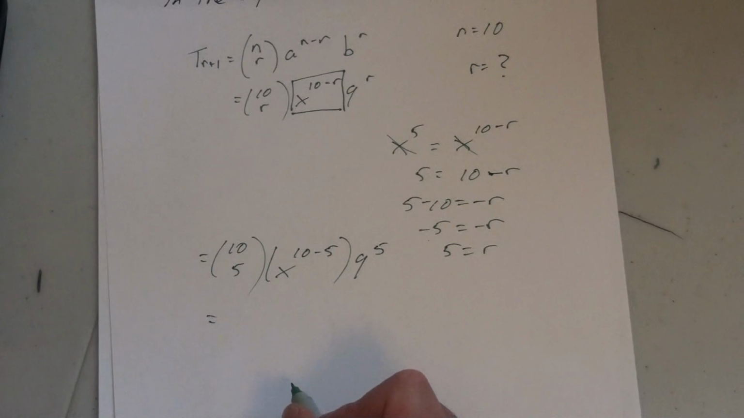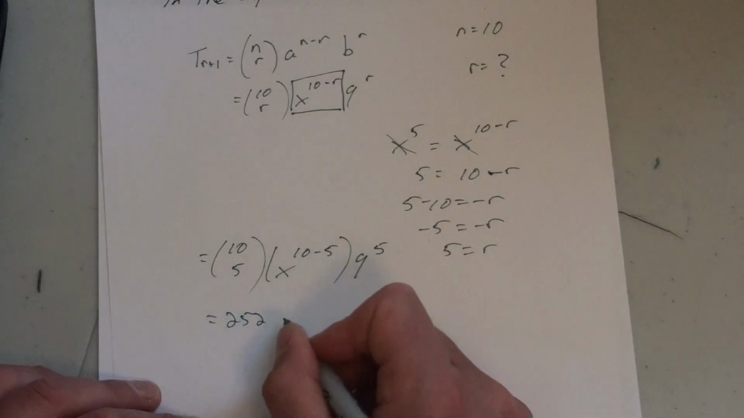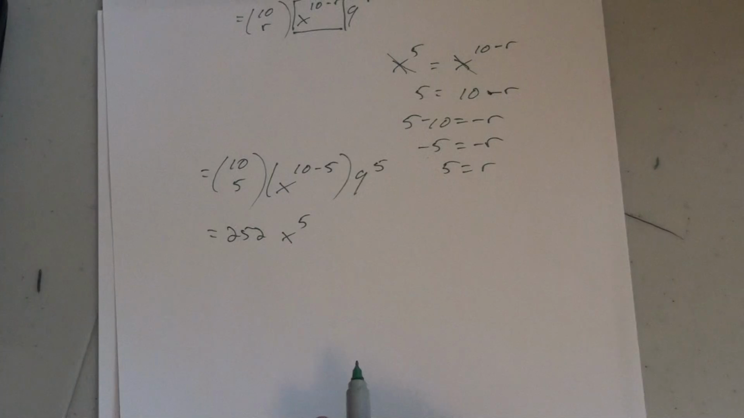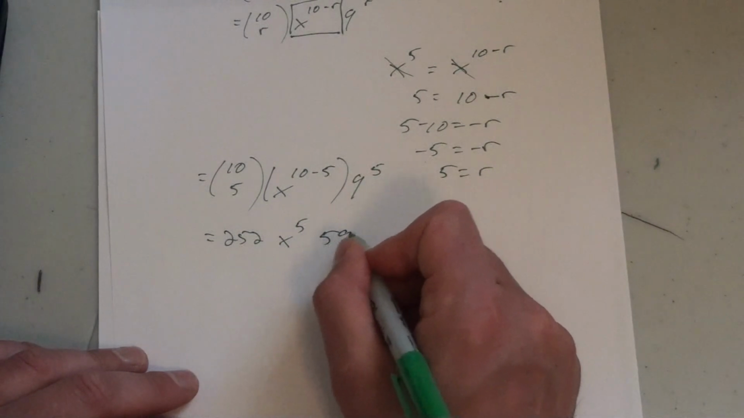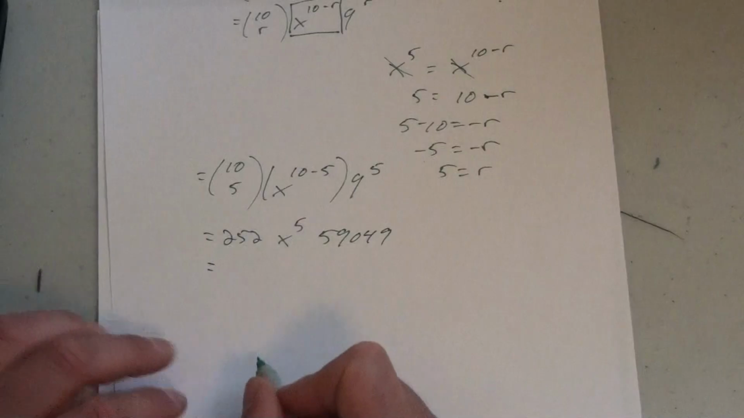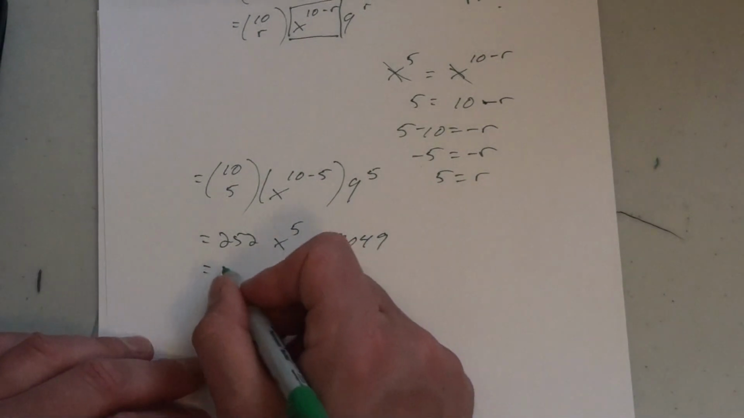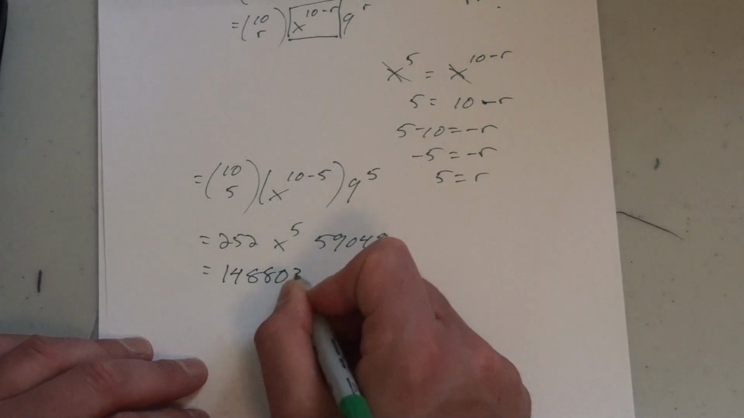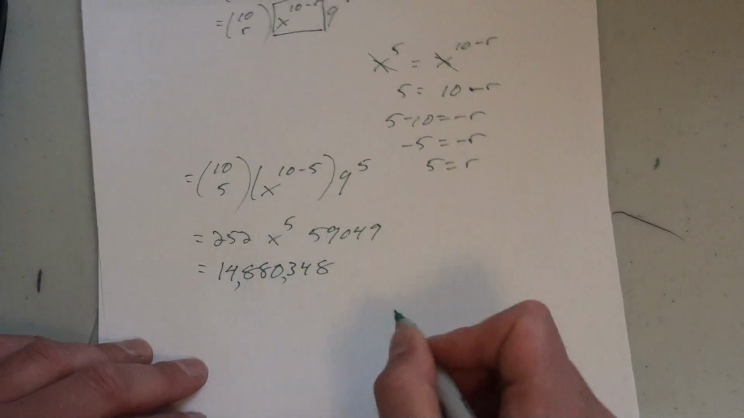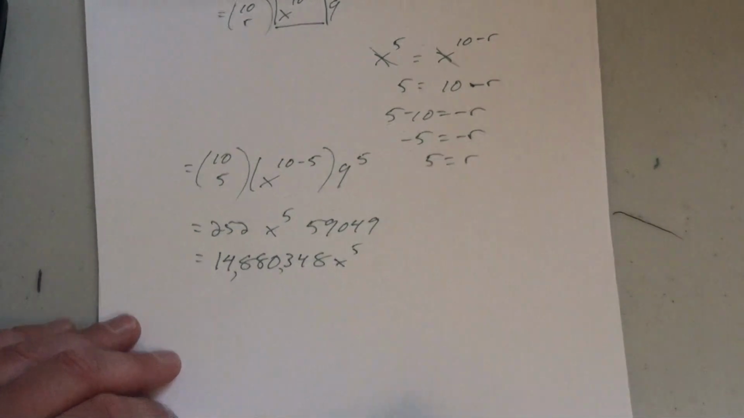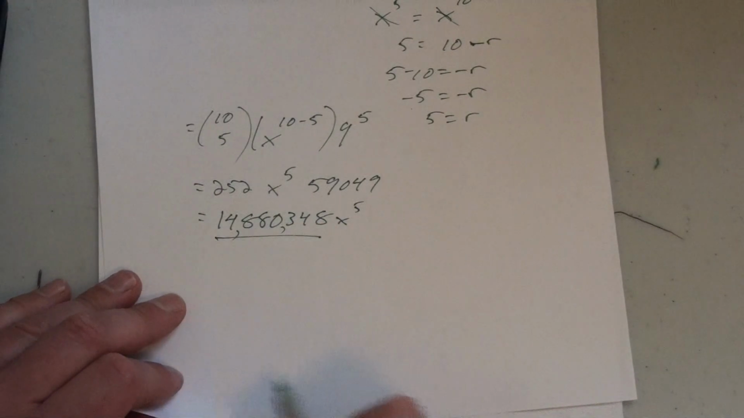So 10 choose 5 is 252. I have x to the exponent of 5, and then I want to have 9 to the exponent of 5, which is 59049. Remember that from the previous question. Multiply these two together. That gives me a very large number, 14 million, and so on, x to the 5. This is the coefficient. That is my answer that I was looking for.